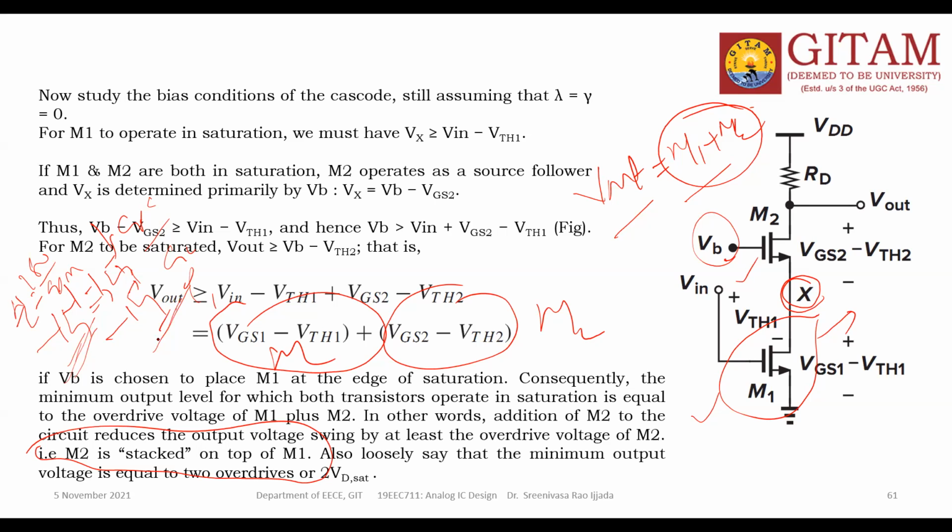This is called the stacking approach. Generally, we use the stacking approach as one of the low power techniques. Understand, Babu? Yes, sir. So that is the meaning of stacking. Looking at this configuration, I can say M2 sits over M1. That is the stacking of M2. Got my point? Okay. Yes, sir.